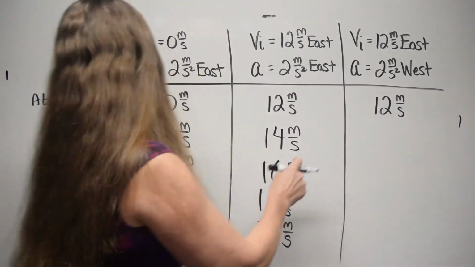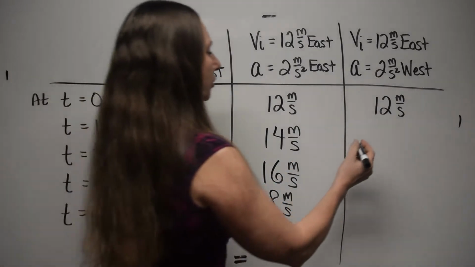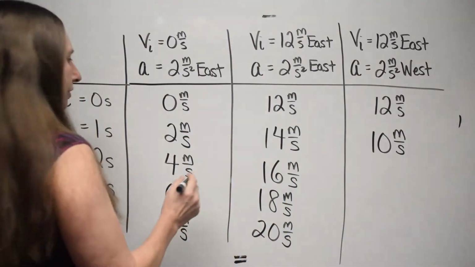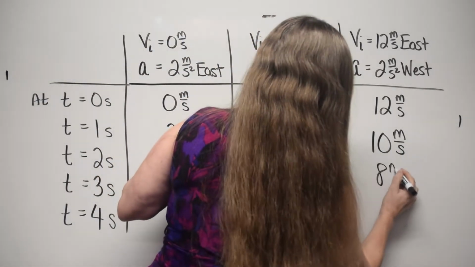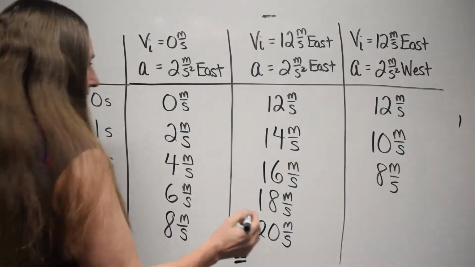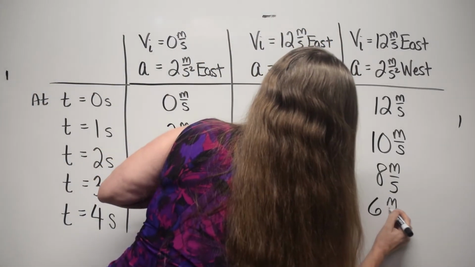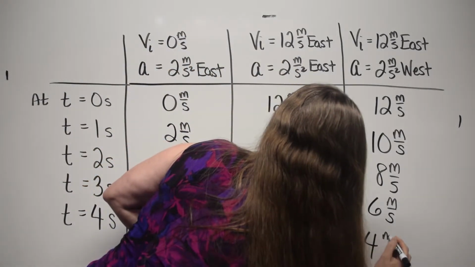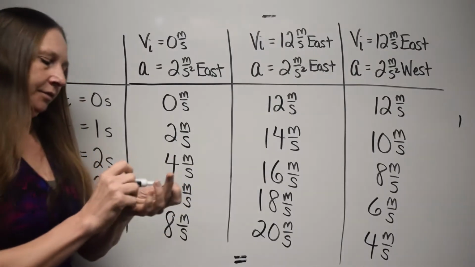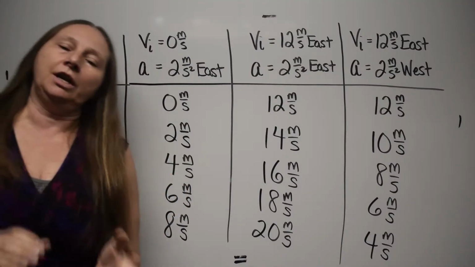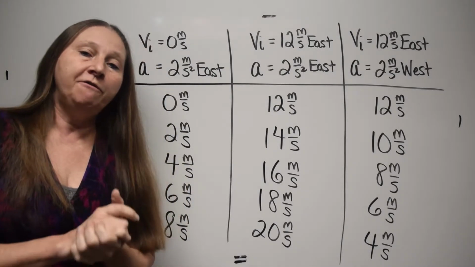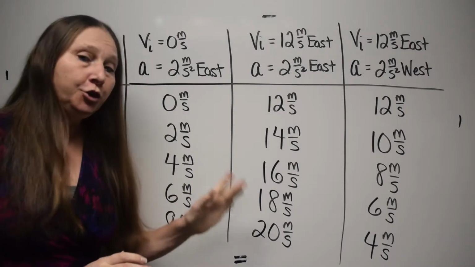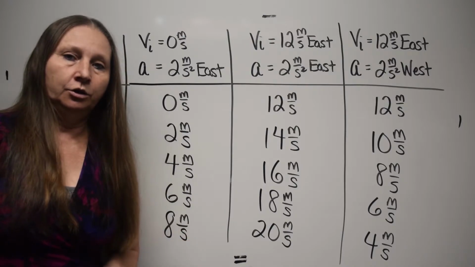If your initial velocity is 12, after 1 second, your velocity is now only 10. After 2 seconds, your velocity is 8. After 3 seconds, your velocity is 6. After 4 seconds, your velocity is 4. All right? So again, the acceleration is telling you how fast your velocity is changing. And the unit shows that.